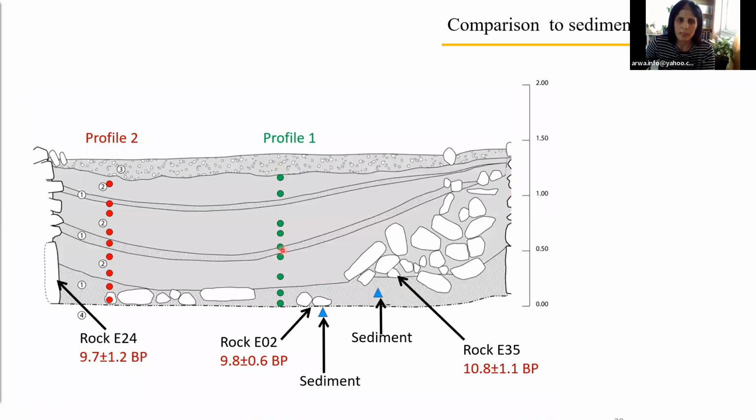We took 2 profiles of OSL sediments using tubes, profile 1 and profile 2. And as you see in this graph, we have our rock samples, the first lining rock, and the 2 ones from the filling. We also took 1 sediment sample from below the rock we dated. So the time the rock fell into this layer of the sample, we date the time of falling of the rock.